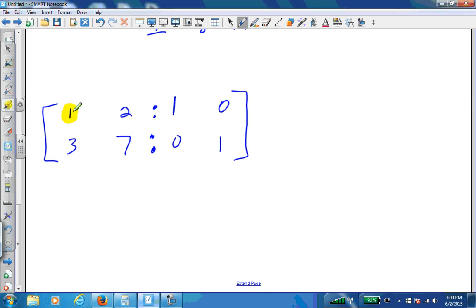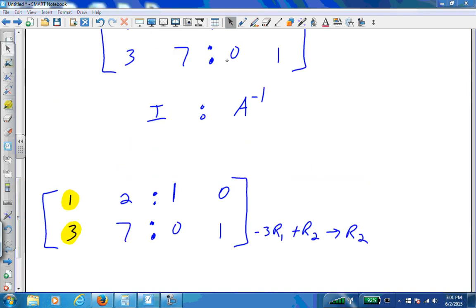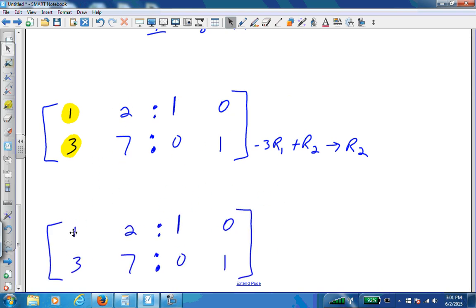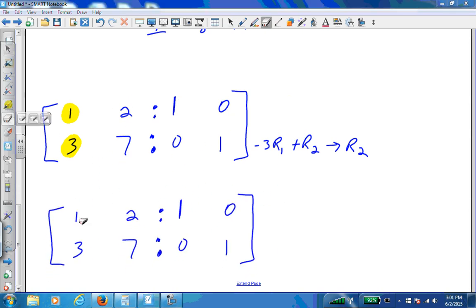So we have a 1 here, we need a 0 here, so we'll take -3 times the first row and add it to the second row. That'll give us our new second row. Our first row we're leaving.